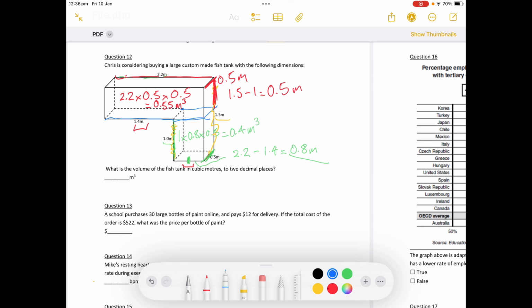So in total, it's going to be the two rectangles added up. So we've got 0.55 meters cubed plus 0.4 meters cubed, and my answer is going to be 0.95 meters cubed. Let's check: we want 2 decimal places in our answers. We have 2 decimal places. All good to go. 0.95.